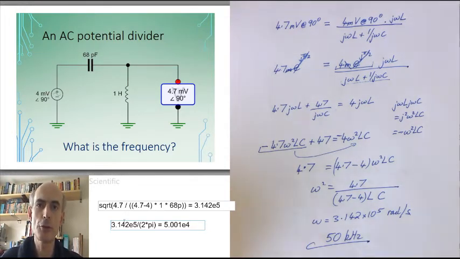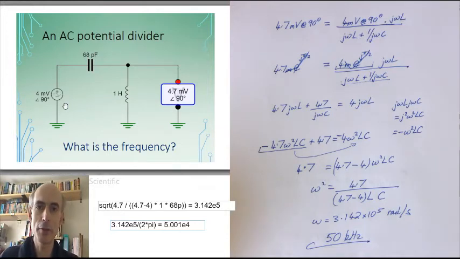Now I chose this example in particular because you might have noticed something quite interesting about this potential divider. And that is that its output voltage is bigger than its input voltage. The voltage across the inductor, 4.7 millivolts, is larger than the voltage at the top of the potential divider, which is only 4 millivolts.